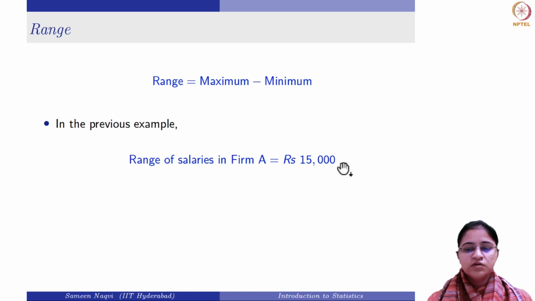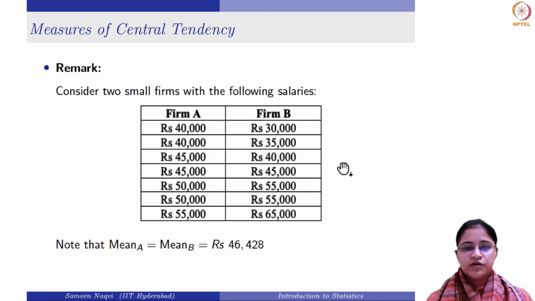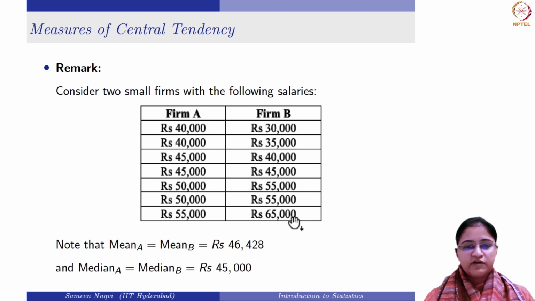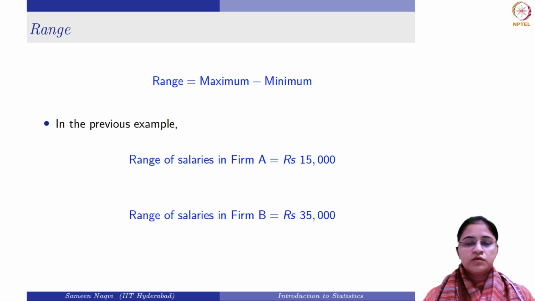Okay? Because if you go back to that example, here you can see that 55,000 minus 40,000, that is the lowest, gives me 15,000, and here 65,000 is the highest and 30,000 is the lowest. So the difference gives me 35,000. Okay, so your range is different for the two firms.